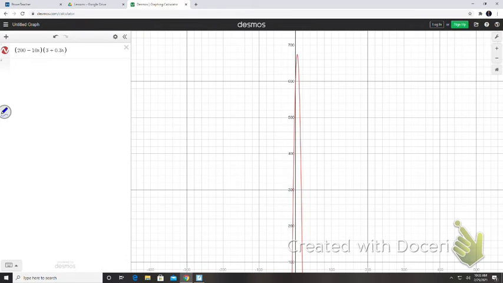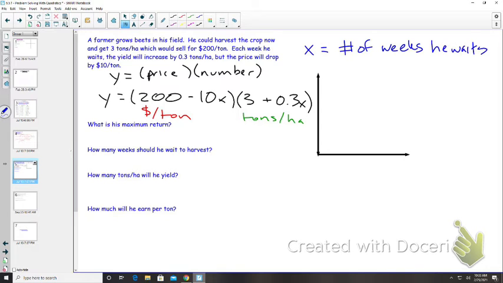Okay, so the important point of interest is the vertex, 5 and 675. That is what this looks like. I'm going to jump back over here and sketch that. Just a sketch. And we said our vertex is 5 and 675.